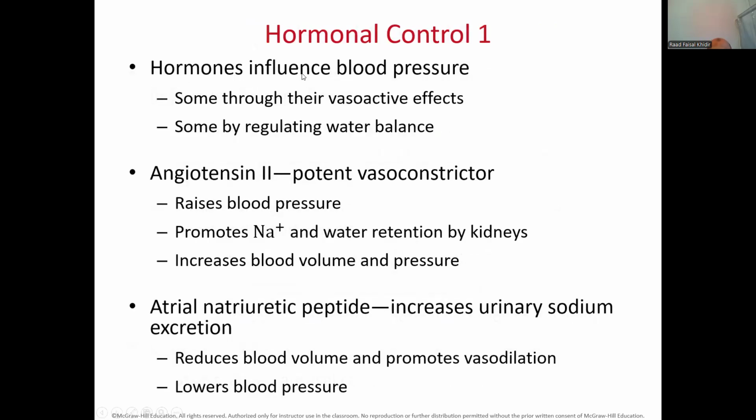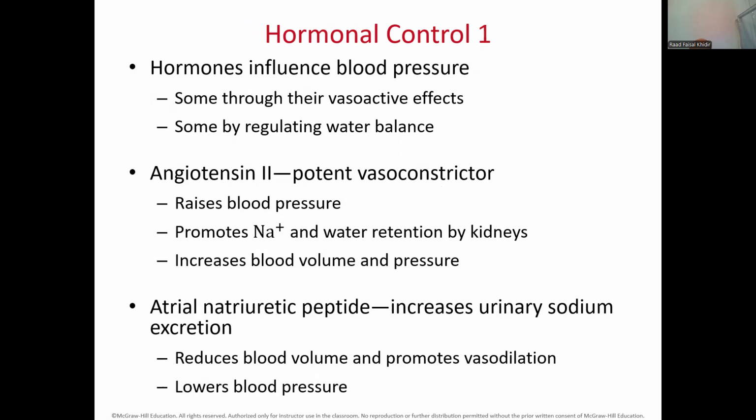Hormonal control. Hormones influence blood pressure, some through their vasoactive effects and some by regulating the water balance. Angiotensin 2 is a potent vasoconstrictor. It raises the blood pressure. So these are the hormones. Remember we said that hormones play an important role in regulating the blood pressure.